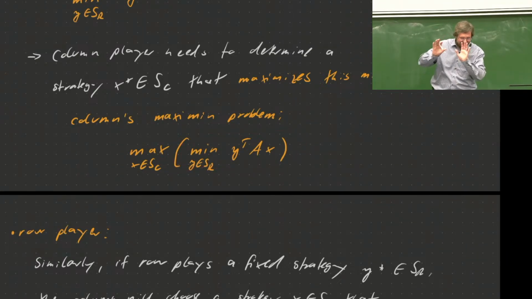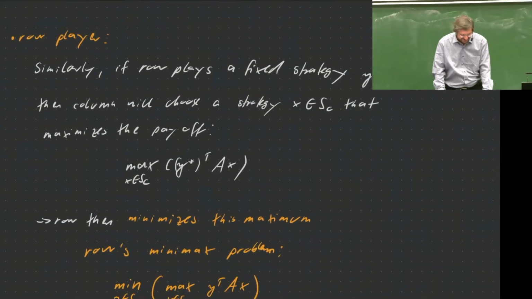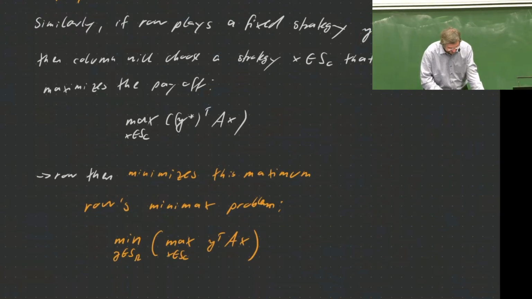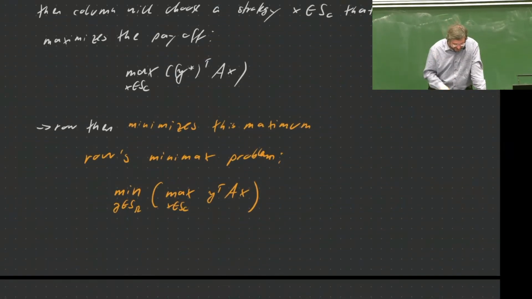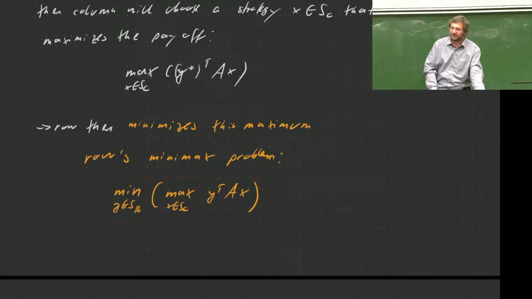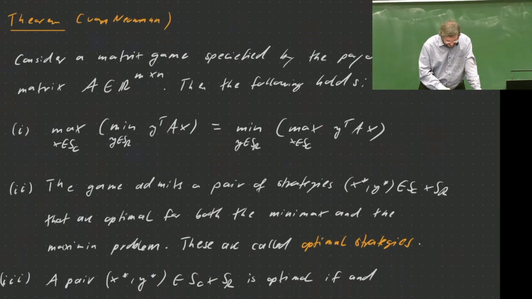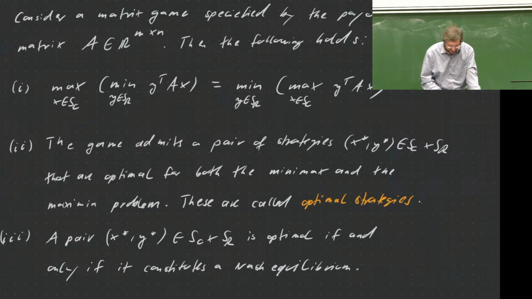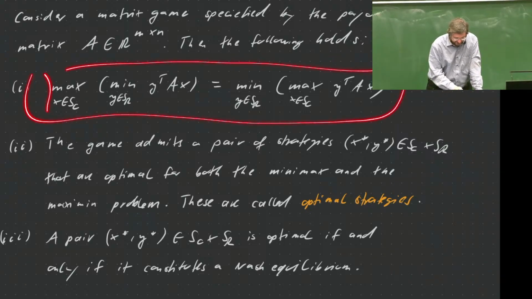Now, it does sound a little complex at this point, but I hope it will get easier. And of course, row does the same thinking. And for him, the roles are reversed, basically. So here, given a strategy for the row player, the column player will maximize the payoff, and row knows that. So row will minimize for this. Row will minimize this maximum. And it turns out that for a matrix game, those expressions are equal.